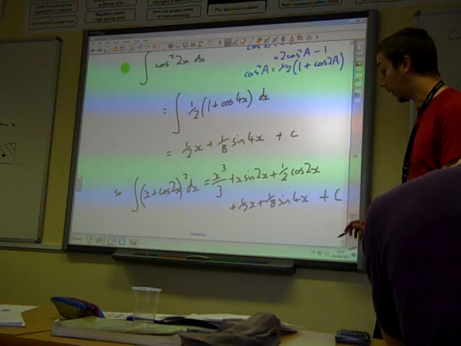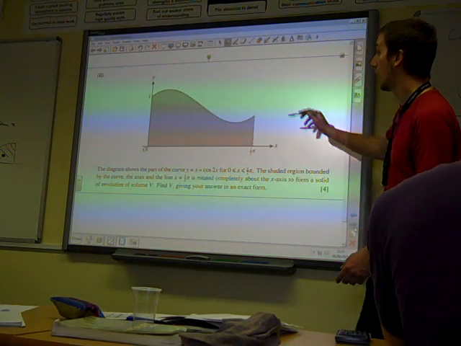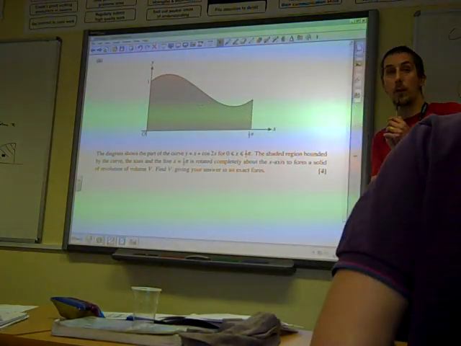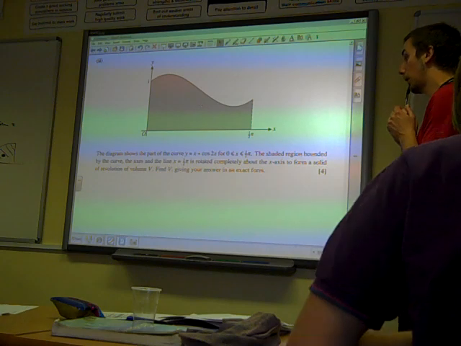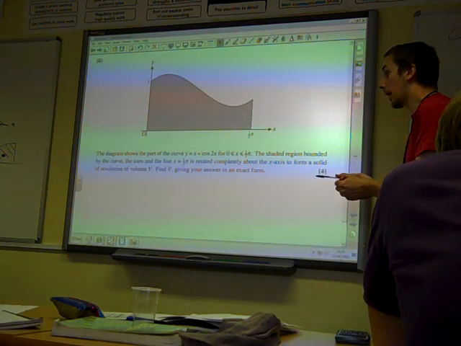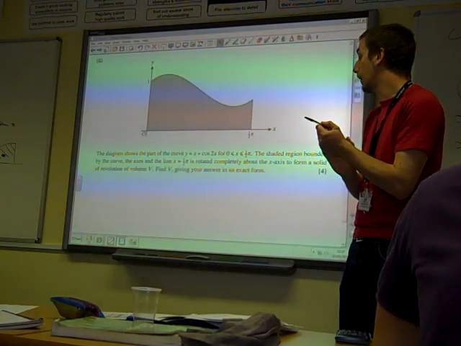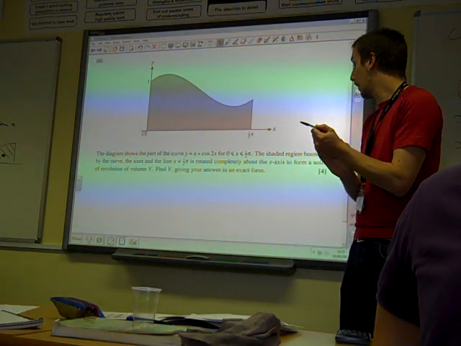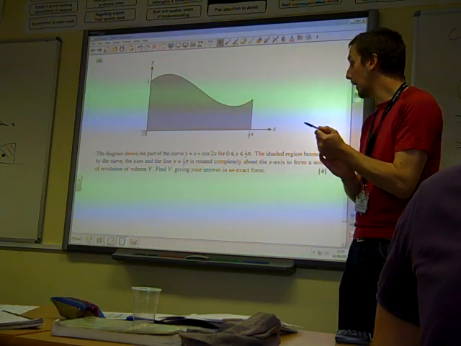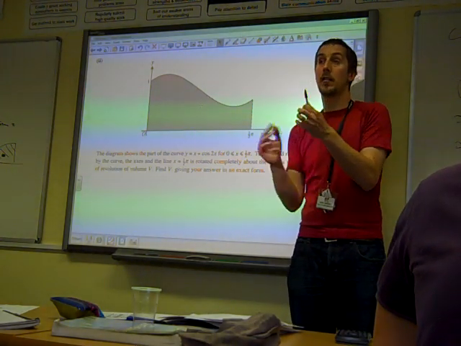And the question goes on to this. The diagram shows part of the curve y equals x cos 2x from 0 to pi by 2. The shaded region bounded by the curve, the axes and the line x equals pi by 2 is rotated completely about the x-axis to form a solid of revolution of volume v. Find v, giving your answer in an exact form. Well, this has got to be linked in.